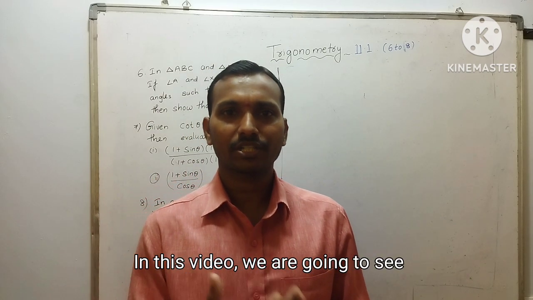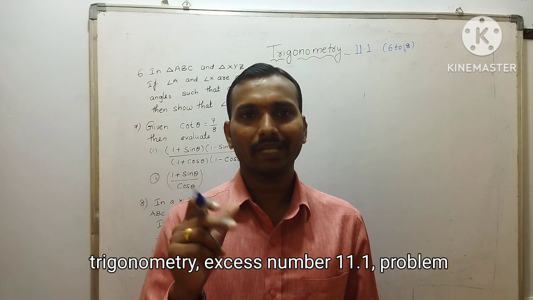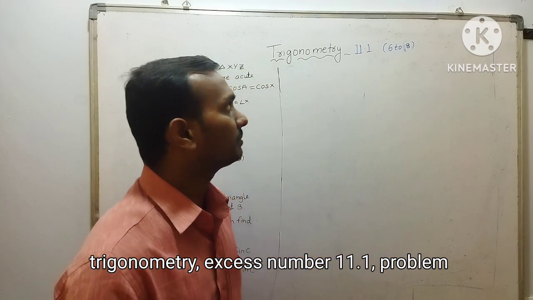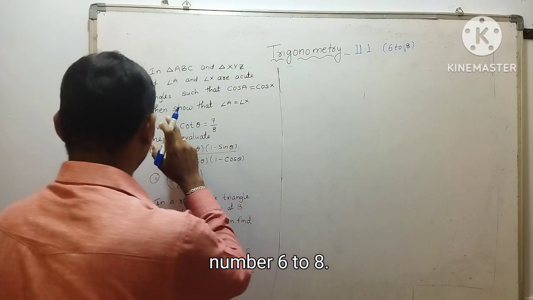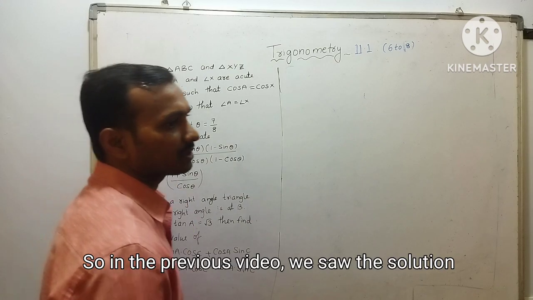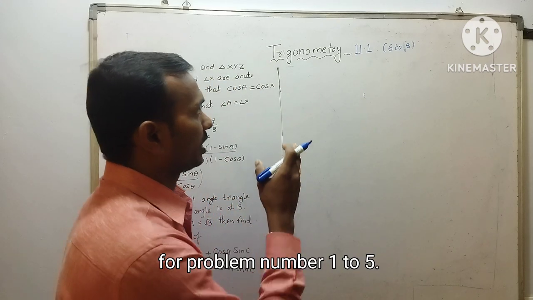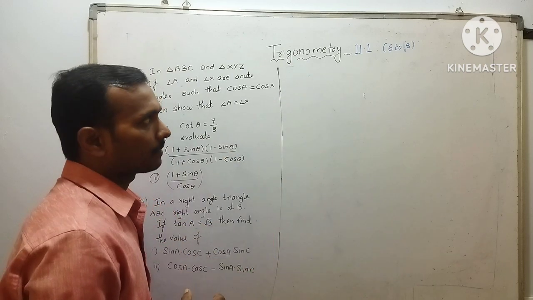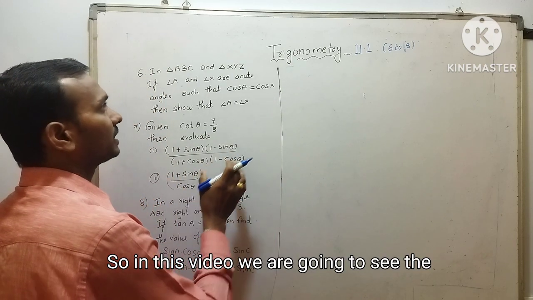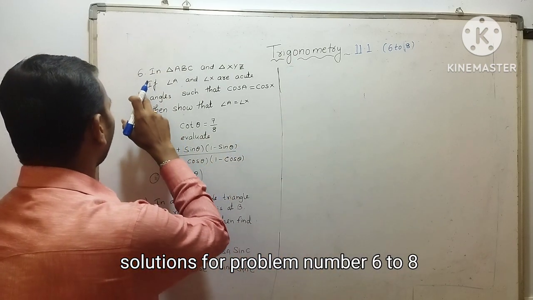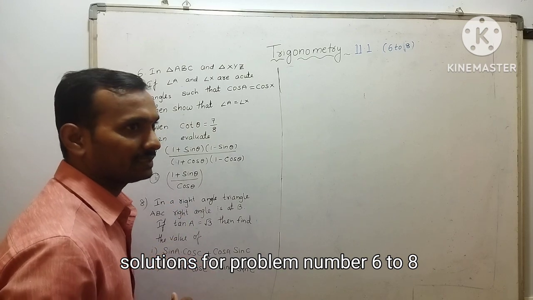In this video we are going to see trigonometry exercise number 11.1, problem number 6 to 8. In the previous video we saw the solution for problem number 1 to 5. So in this video we are going to see the solutions for problem number 6 to 8.